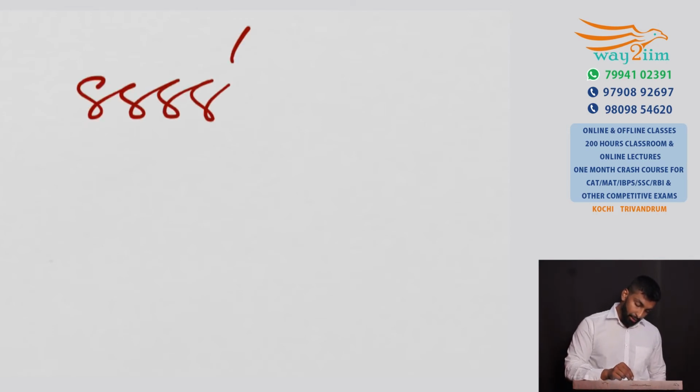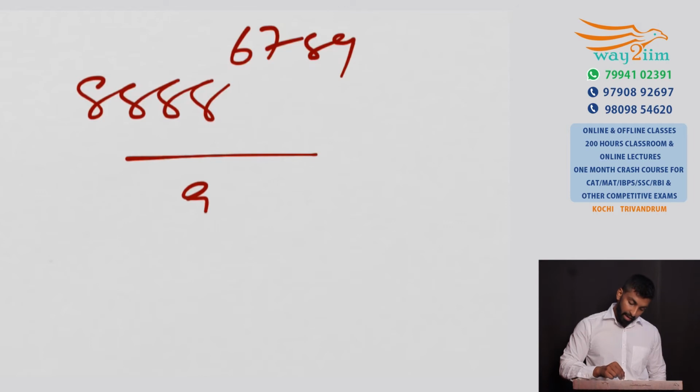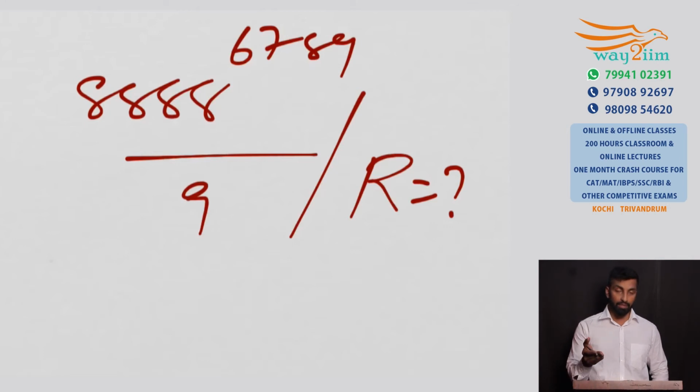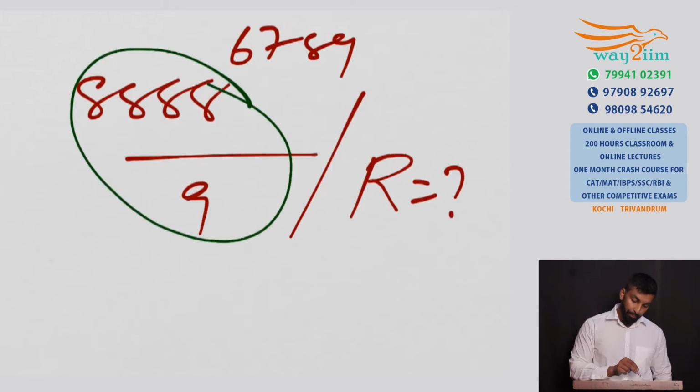So how did you do that? A quick recap for those who did not understand. We changed the question to 8888 raised to 6789 divided by 9. What is the remainder? Right? Now this question I can solve by using the concepts which I have learned. I can factorize the numerator, I can apply the basic remainder theorem, I can apply Fermat's theorem by applying Euler's number, etc. Right? So if that is the case, what is the first step? The first step is numerator by denominator without power, right?